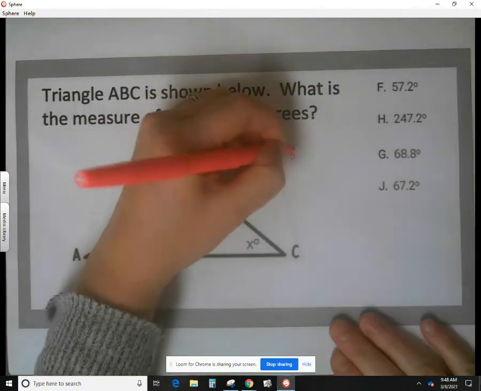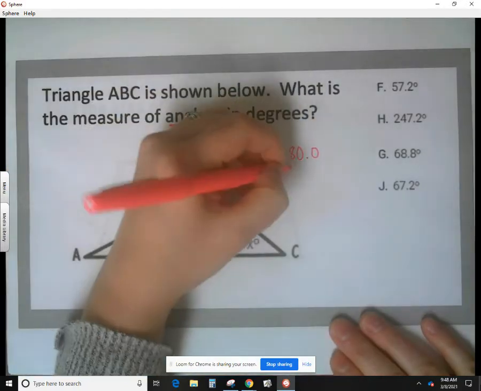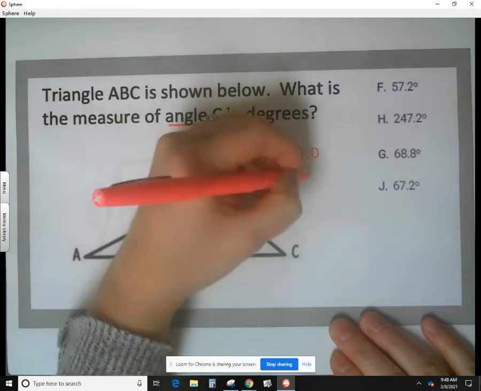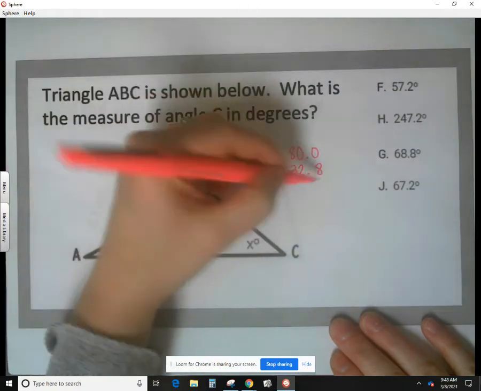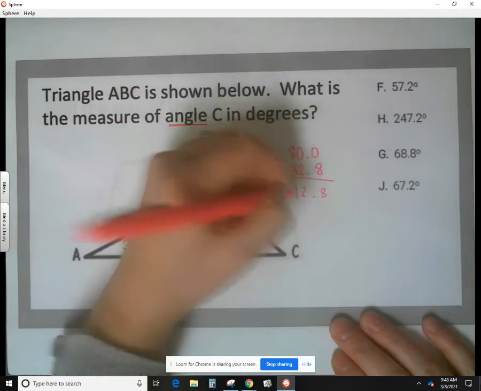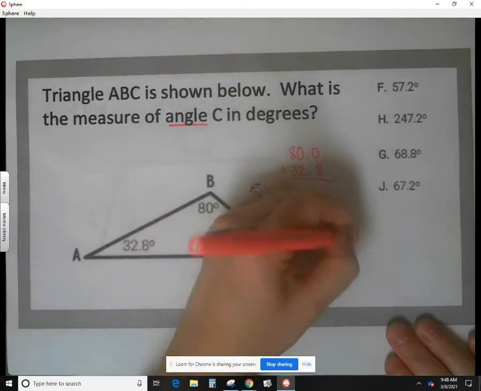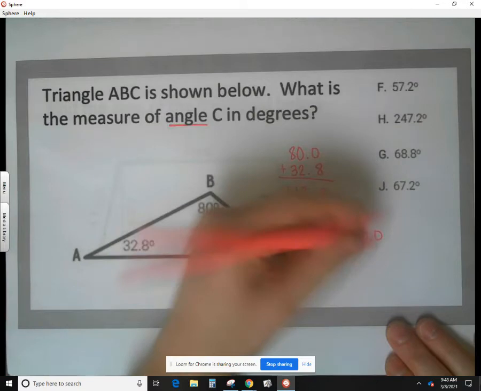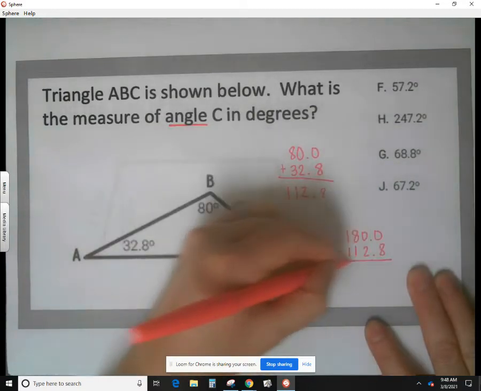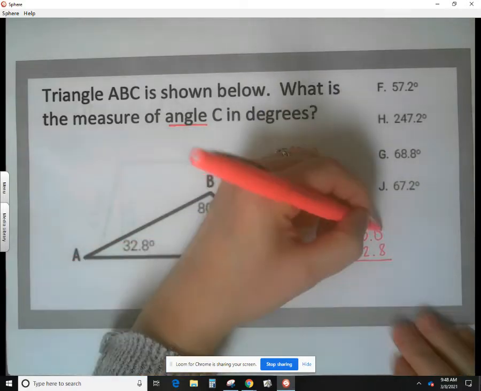So we can add angle A and angle B. Remember that we have to line up our decimal points, so we have to make 80 into 80.0. And when I add those together, I get 112.8. And then I have to subtract from 180. Again, I have to make that 180.0 because I need to line up my decimal places. And the 180 has to go on top because it's bigger.